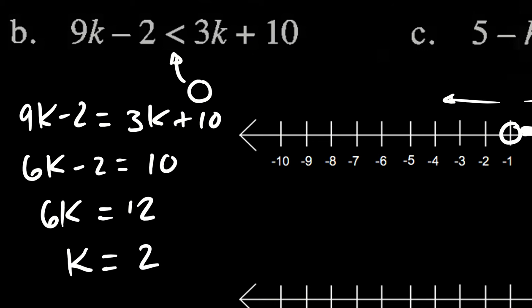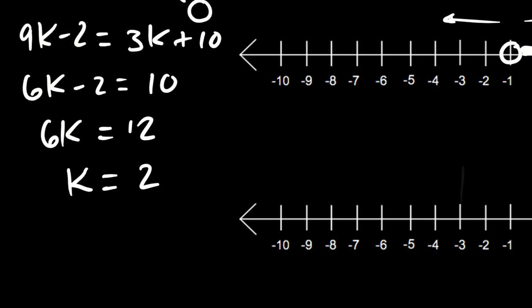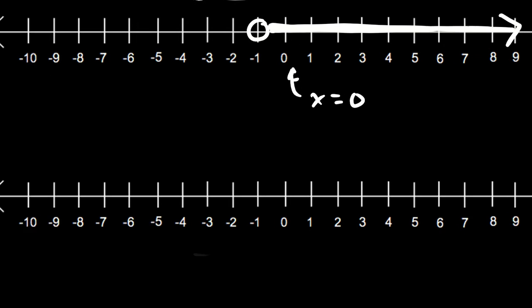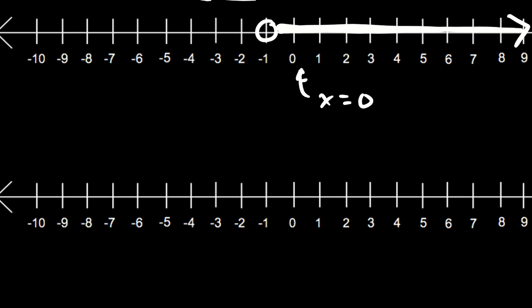So my boundary location is at 2. And at that boundary, I'm going to have an open boundary, again, because it was strictly less than. So at 2, we have our open boundary.